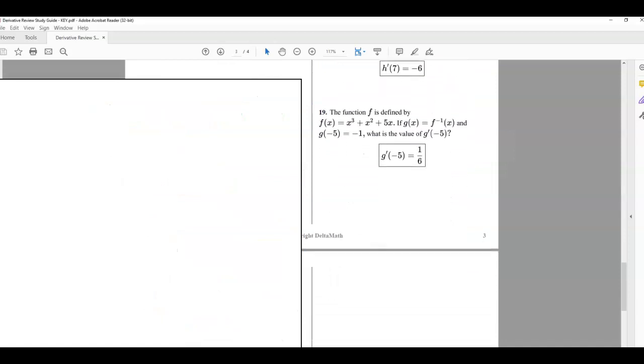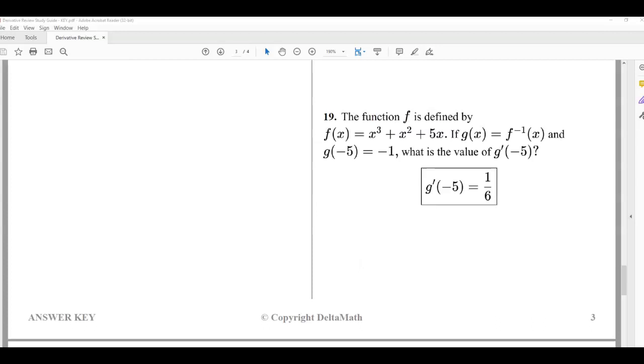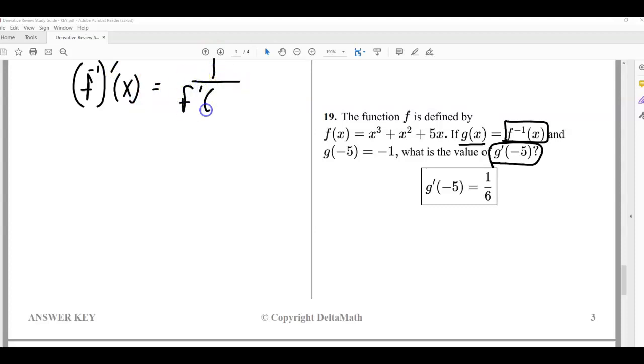All right, number 19. For these problems, they're asking us to find the derivative of a function that's an inverse. And we have a little formula for that. If you ever want to find the derivative of an inverse, it's going to look like this. This is an inverse function, and its derivative will always be 1 over f prime of f inverse of x, just something you got to memorize, okay? Now, instead of using the f inverse symbol, they're using g. They're saying g is that.